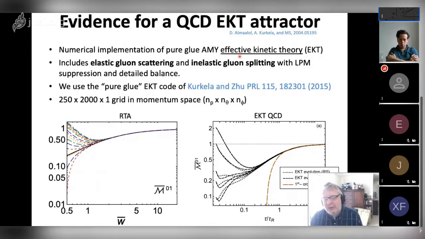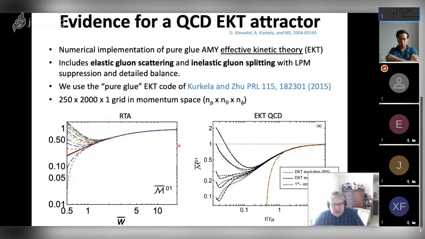You can reduce it down to a Boltzmann equation with an effective 2-to-2 collision kernel, and a splitting, which takes into account LPM suppression and also detailed balance. And this code has been tested at least earlier in reproducing all of the hydrodynamic moments, and it works well. So what we did in practice was reach out to Aleksi and Yan, get their code, and then add just the measurement of these moments, and then had to use very large grids because some of these moments are sensitive to rather fine details of what's going on in the distribution function.